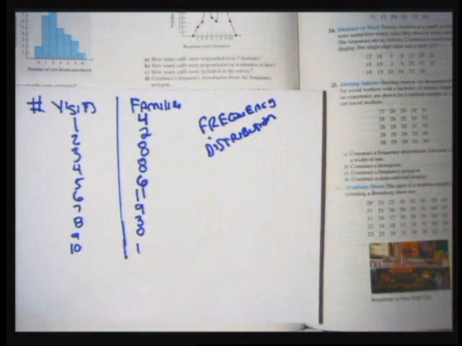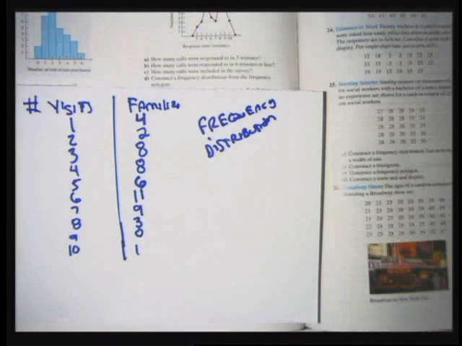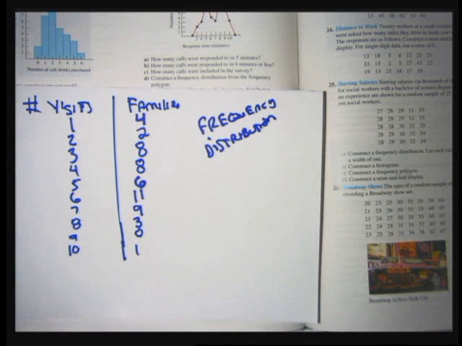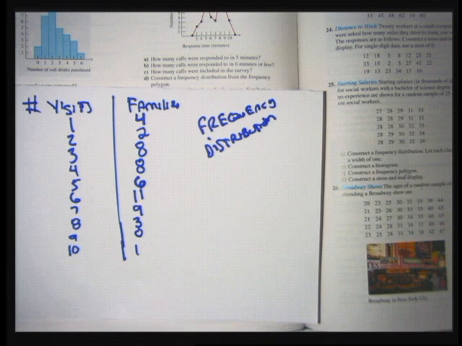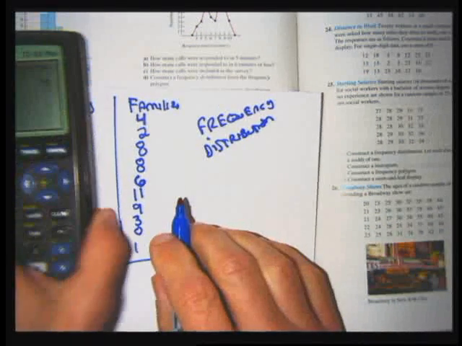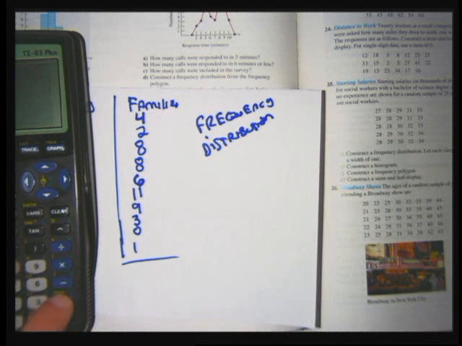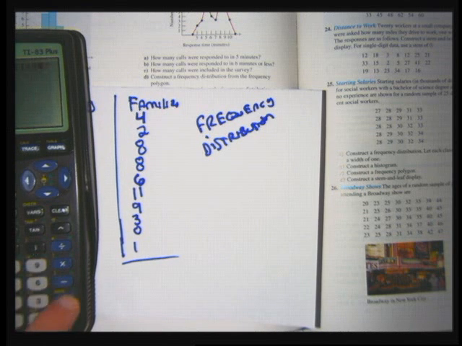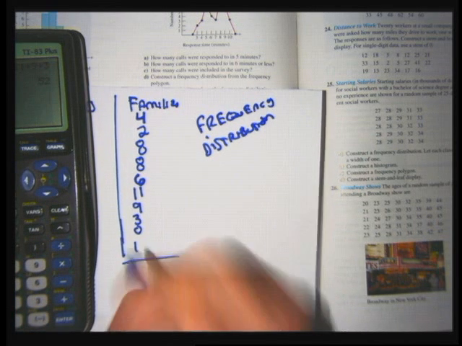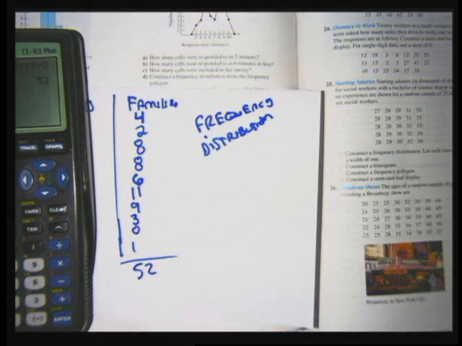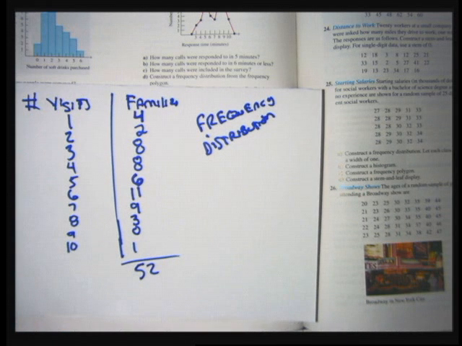Creating that frequency distribution helped me understand what the data gave me. The numbers on the bottom are the number of times a family came to the San Diego Zoo. The numbers on the vertical axis are the total number of families that came that many times. Let me add these up because I'm probably going to need that. 4 plus 2 plus 8 plus 8 plus 6 plus 11 plus 9 plus 3 plus 0 plus 1. I get 52. So it looks like 52 families were approached at the San Diego Zoo and asked how many times they came, and those are their answers.